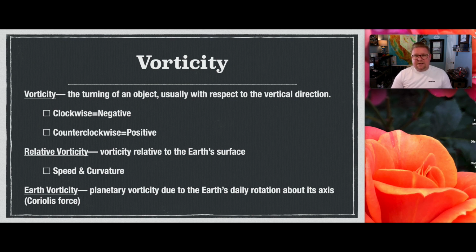And then lastly, another vorticity is the Earth vorticity, which is the planetary object motion due to the Earth's daily rotation about its axis, otherwise known as the Coriolis effect.